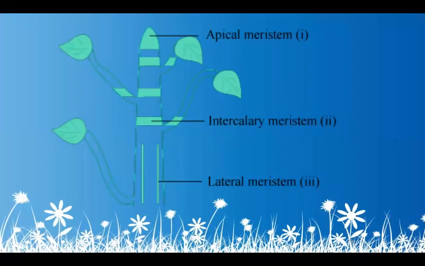But here you have a diagram that shows you the placement of the apical meristem, intercalary meristem, and lateral. And of course, the apical meristem is going to grow in length. That'll be at the top and bottom. Lateral meristem is going to grow from side to side. And intercalary meristem basically just grows after it's cut. So if it's cut here, then it will grow again.